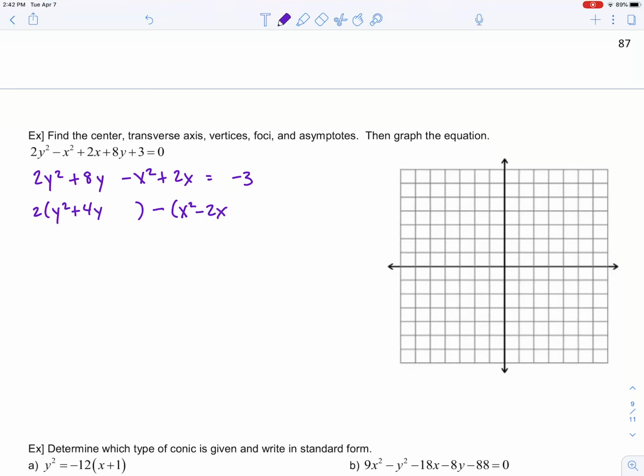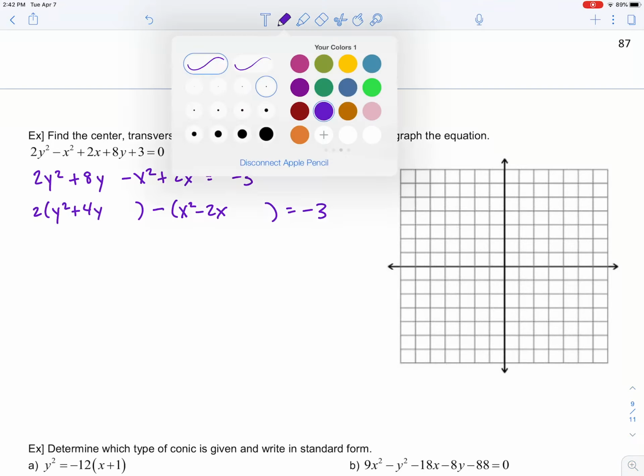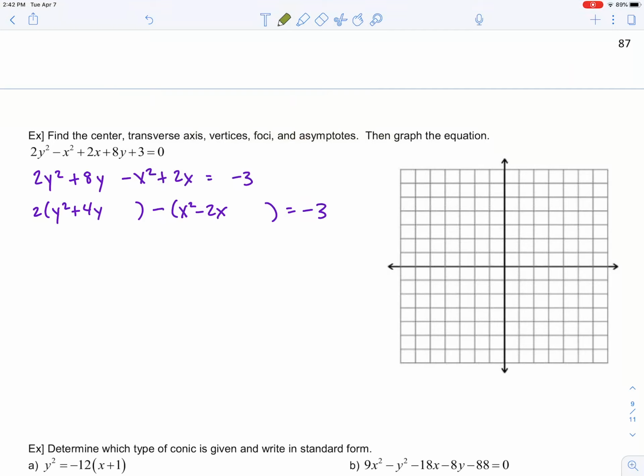And I'll leave a blank here to complete the square for the y's. I'll factor out the minus sign. And I'll leave a blank here as well. Now let's complete the square for both of them. So y squared plus 4y should be plus 4, right? B over 2 squared. 4 over 2 squared is 4.